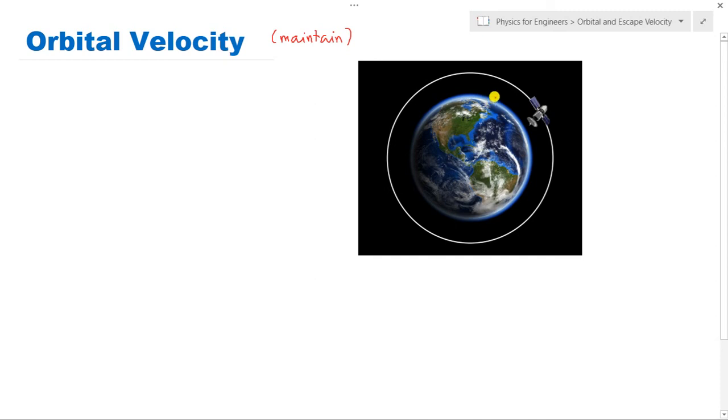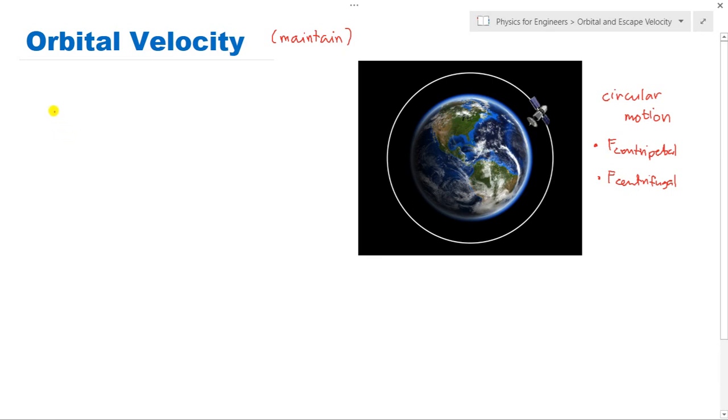Since the satellite is in orbit around the Earth, it is in what we call circular motion. So remember the two types of forces that interact in circular motion. We have the centripetal force, and then the other one is the centrifugal.